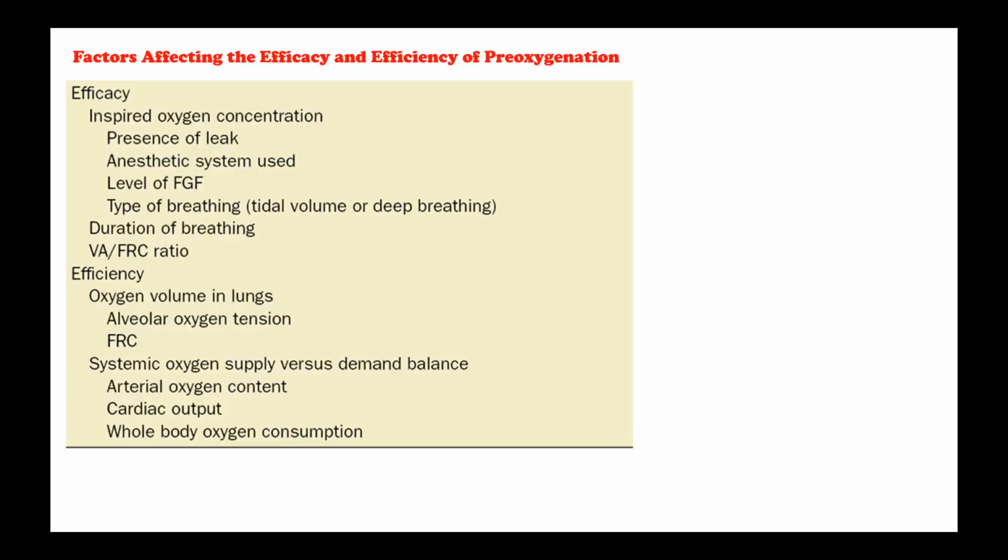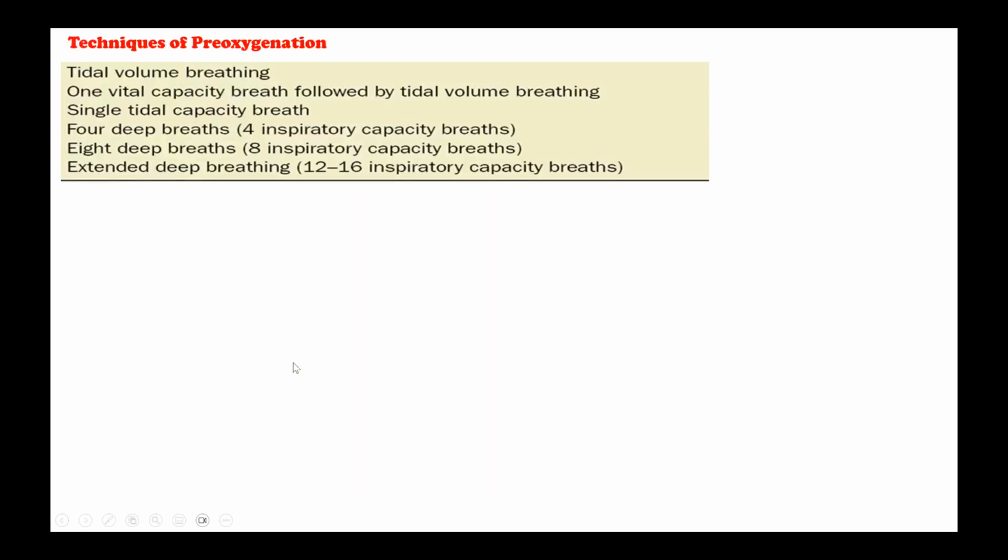Factors affecting the efficacy and the efficiency of preoxygenation are inspired oxygen concentration, which may not be properly delivered, presence of leak, and the anesthetic system used, which may alter the delivery, level of fresh gas flow, type of breathing, duration of breathing, alveolar ventilation to FRC ratio, and the volume of oxygen in the lung, the FRC. All these things decide the efficacy.